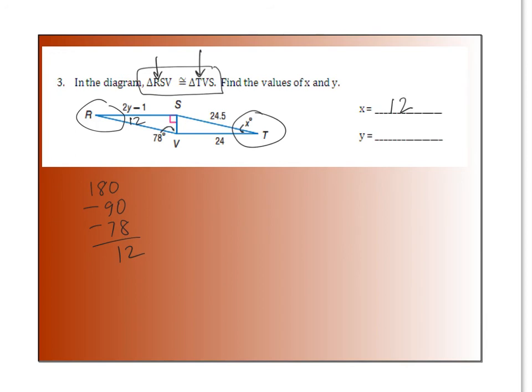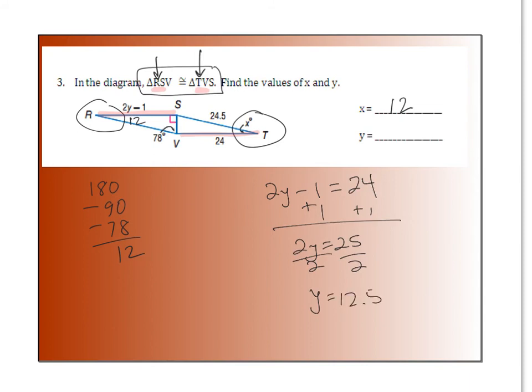Okay, now I'm going to try to find y. So for y, it's right here. It's on segment RS. Now segment RS, the first two letters are going to match with TV, which is 24. So first two letters match with first two letters. So what I'm going to say is 2y minus 1 equals, and then it's the 24 that it matches up with. So add your 1, 2y equals 25, divide by 2, y equals 12.5.